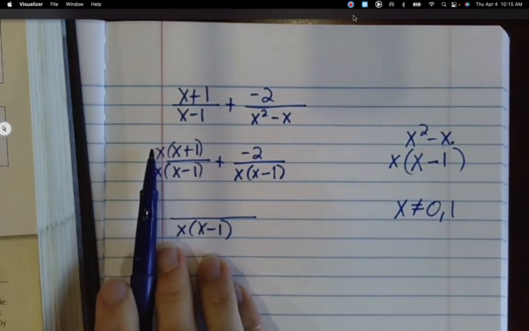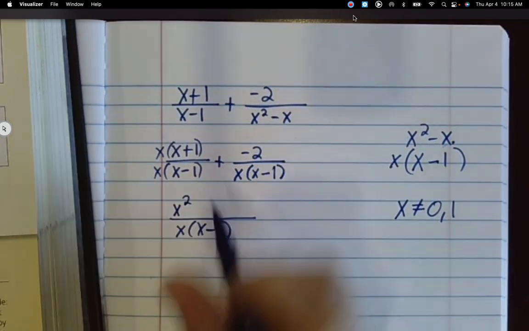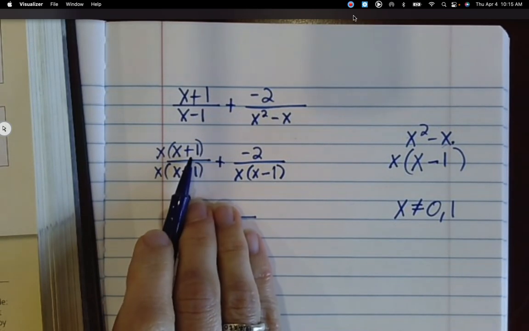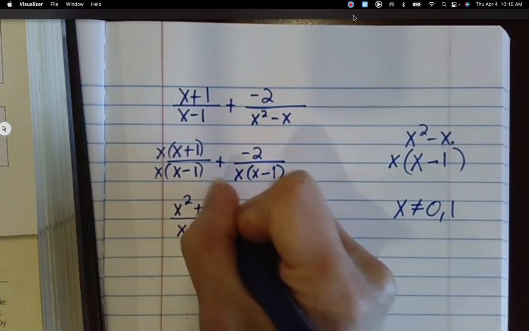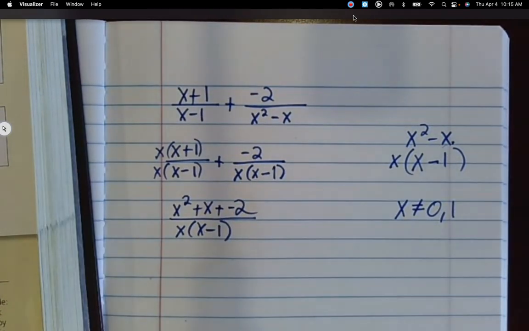What is x times x? X squared. And then what is x times 1? 1x, so I'm just going to write x. And then I have plus negative 2. Or minus 2. Oh, wait, so it's just 1x each.